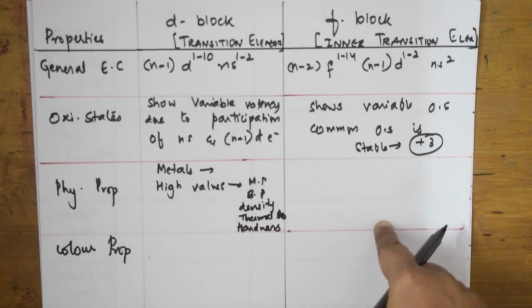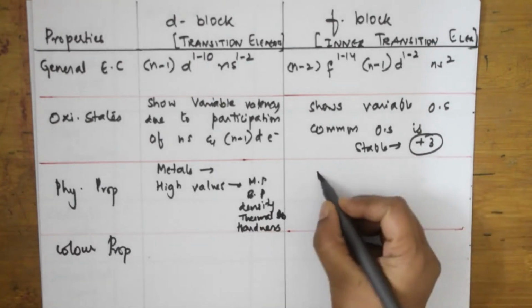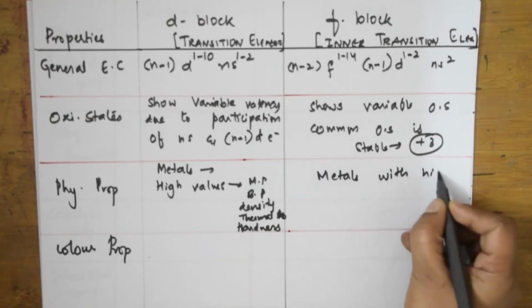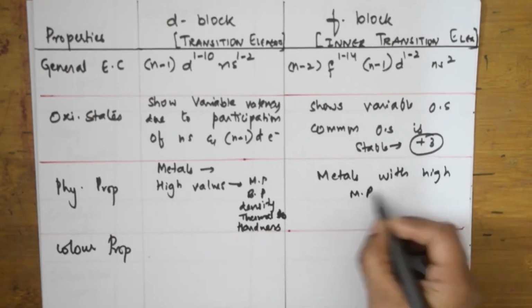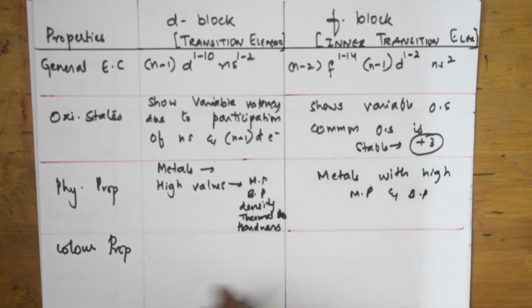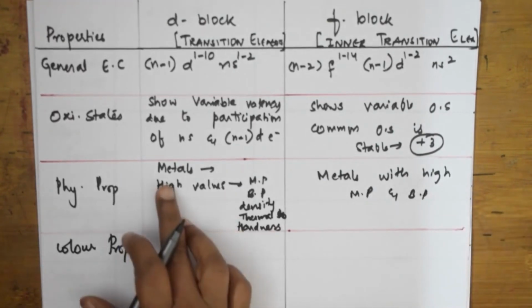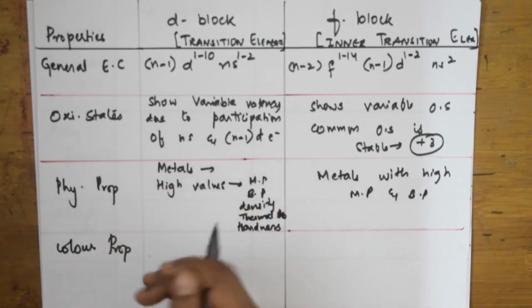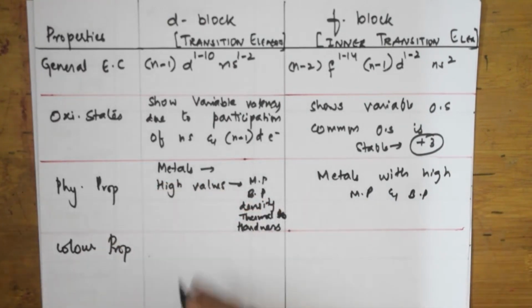So now when I have to speak about f block elements, these are also metals, right? For f block or the inner transition elements, we have lanthanides and actinides, right? So what is the specific characteristic? These are the metals with high melting point and boiling point. Done. Because of this, when I say metals, they are ductile and malleable, isn't it? That's a property.